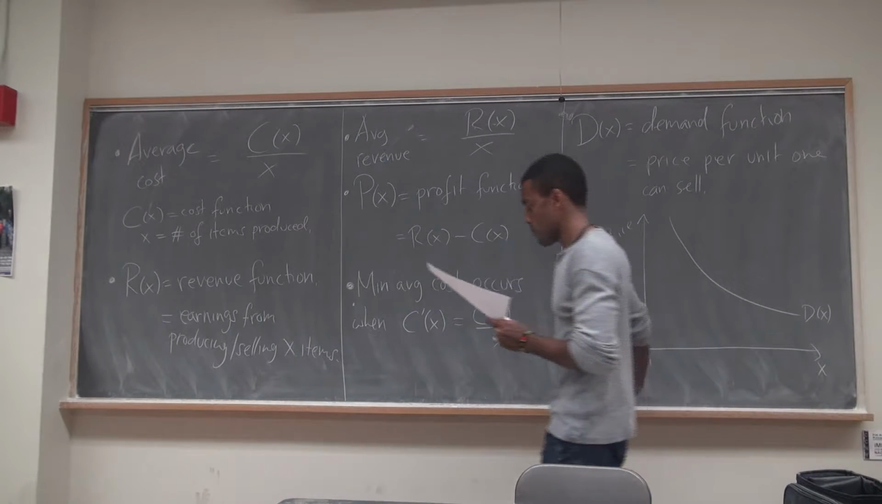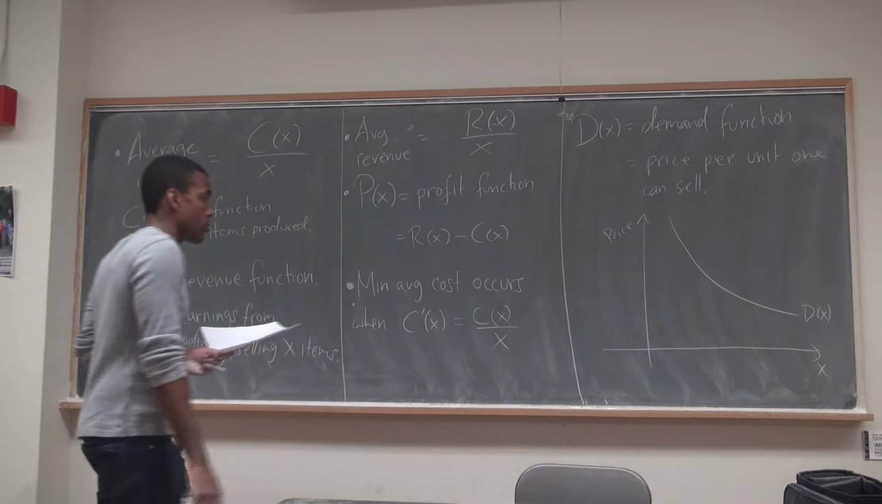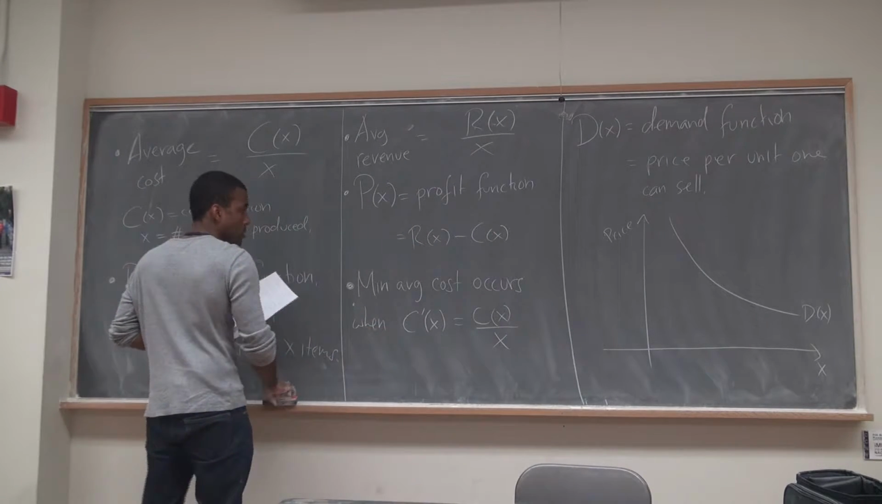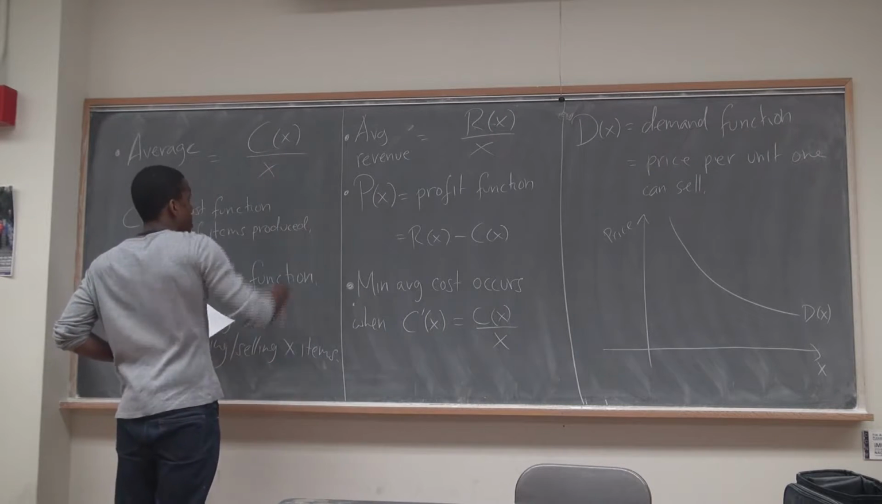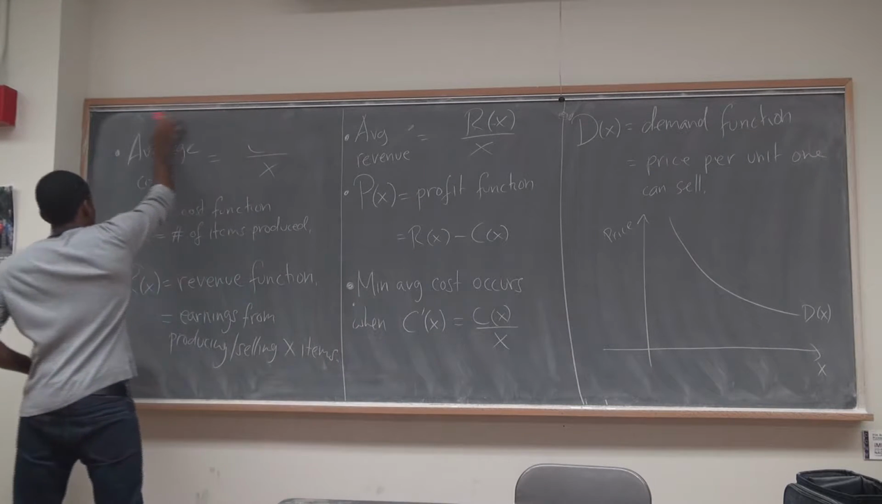You said the derivative of cost is the same as marginal, right? Yes, that's the marginal cost. The minimum average cost will occur when your marginal cost is equal to the average cost.